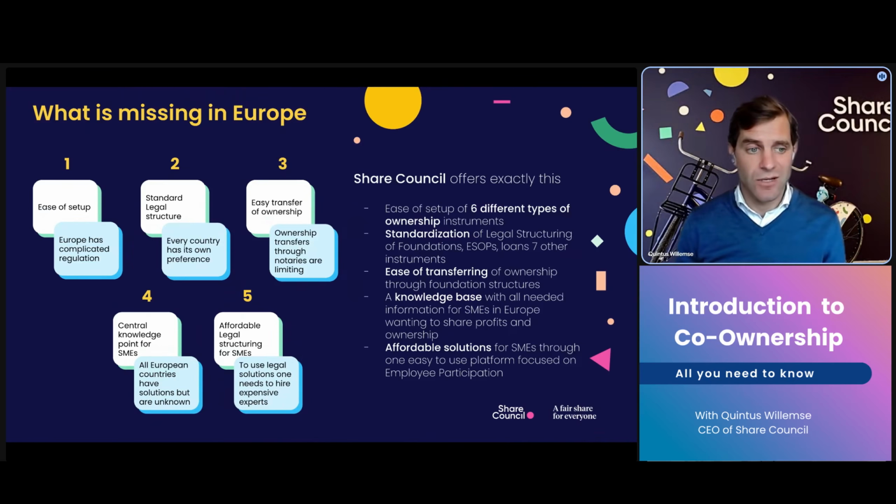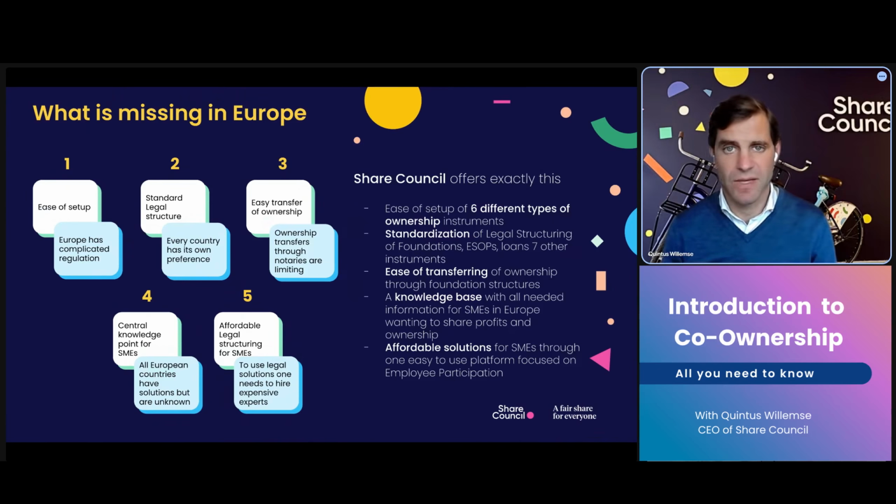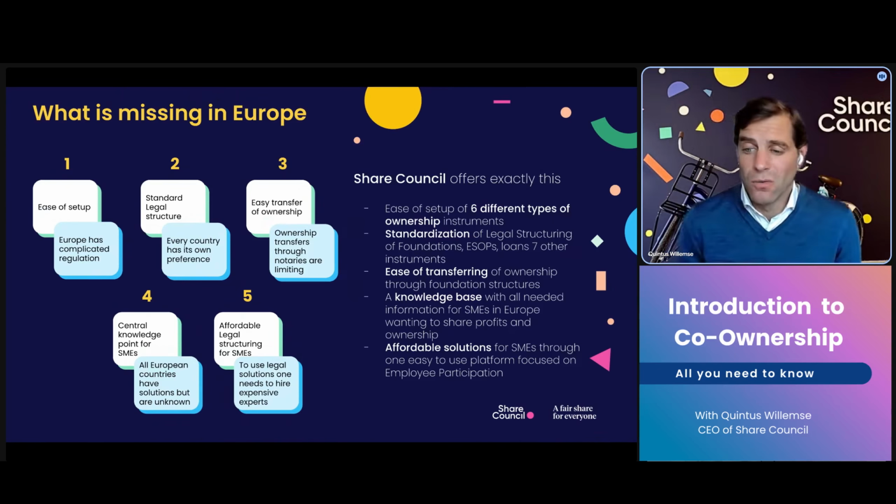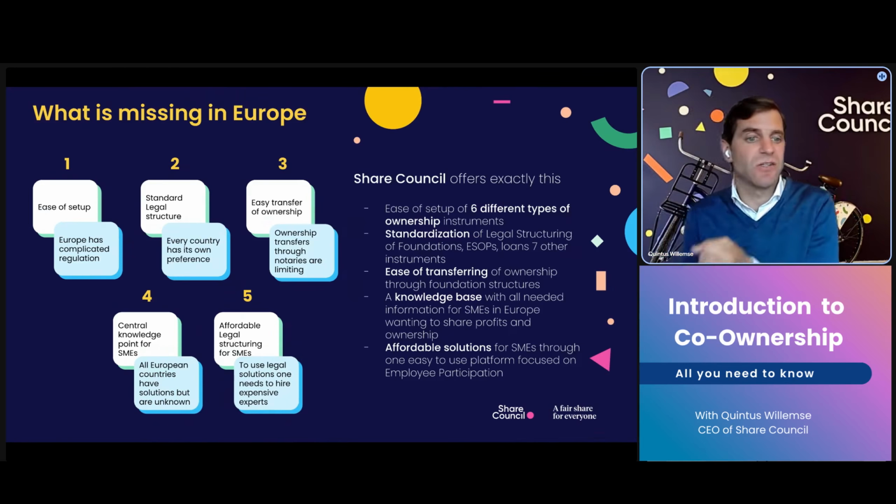What's missing in Europe is the ease of setup of an employee participation scheme, which you see at number one. Europe has complicated regulation. And it doesn't mean that Europe as a whole has a complicated regulation. It even goes more into number two, standard of legal structure. There is no standard legal structure for employee participation Europe-wide.